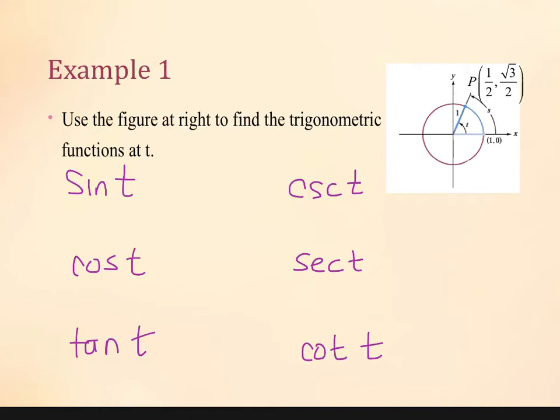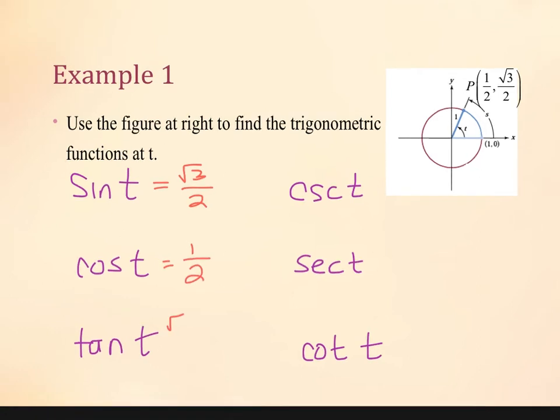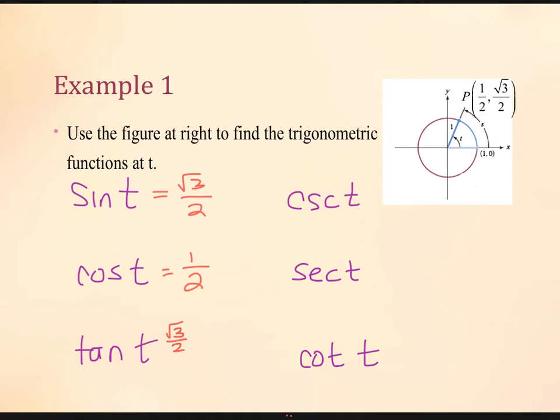So which coordinate did we just say was sine? The y, which would be root 3 over 2. Cosine is which coordinate? The x, which is 1/2. Tangent is the y over the x. So root 3 over 2 over 1/2, and I keep, change, flip that, and I get root 3.